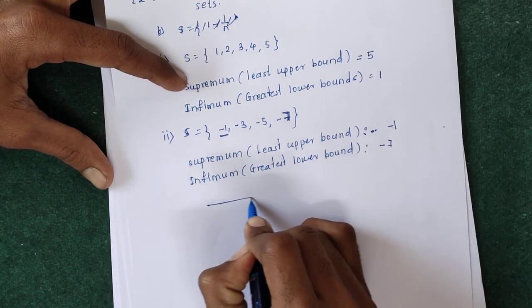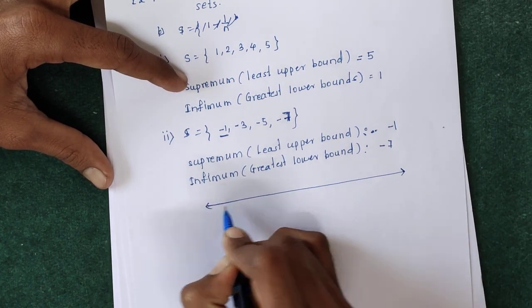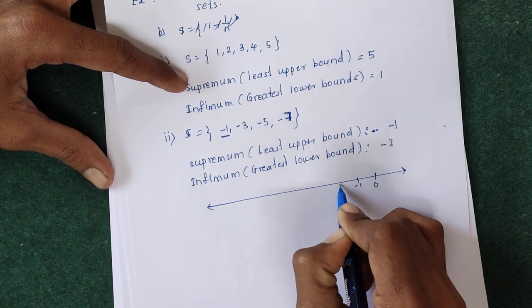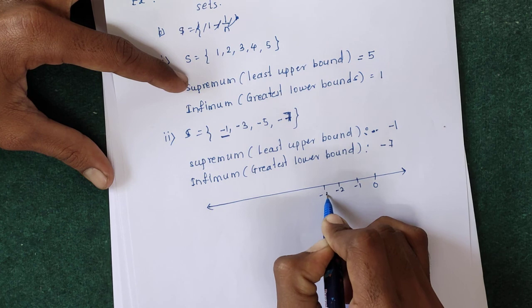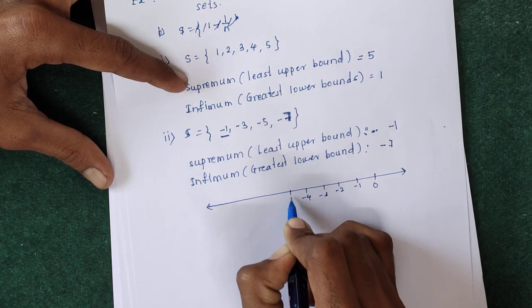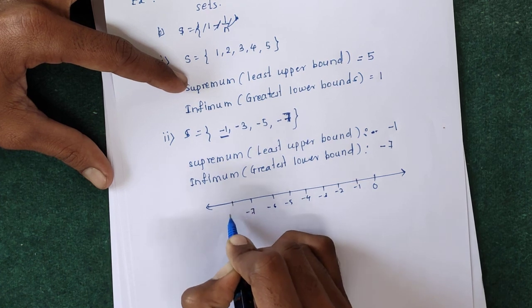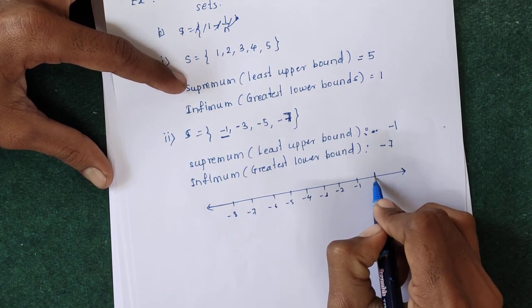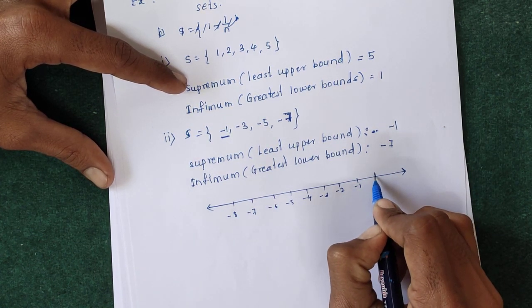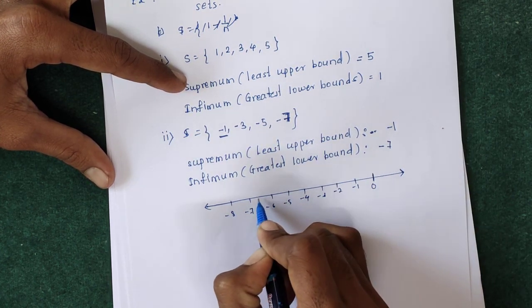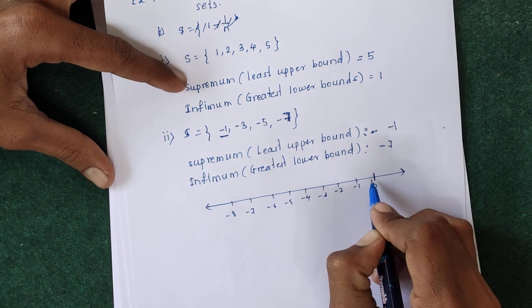Since if we take these numbers on the real line, this is, suppose, 0, this will become our minus 1, this is minus 2, minus 3, minus 4, this is minus 5, minus 6, minus 7, minus 8. One thing must be clear, that the elements on the left hand side are lower numbers as compared to the right hand side.